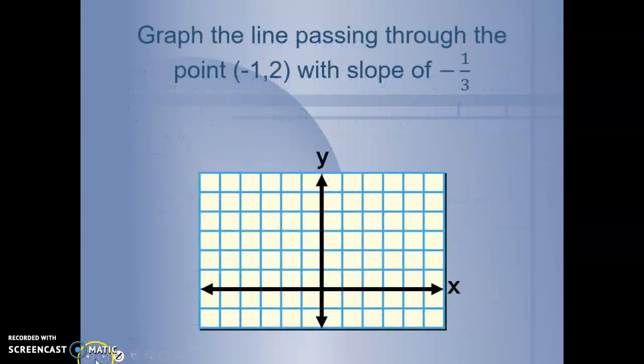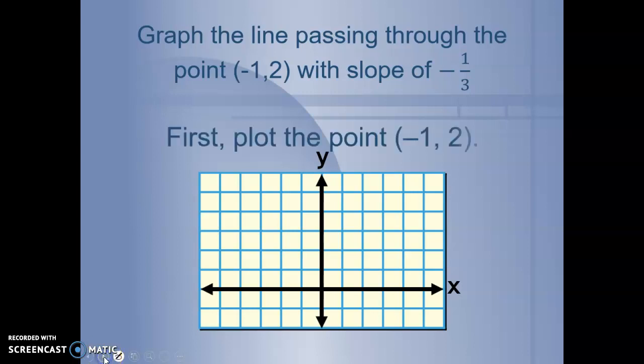Let's try graphing the line passing through this point with this slope. The first thing that we're going to do is graph the point -1, 2. Let's put that on the graph, -1, 2. Then we're going to use our rise, which is our vertical change, over our run to plot the point.